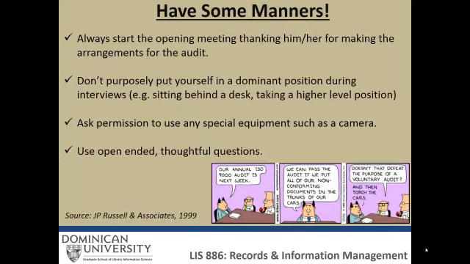J.P. Russell & Associates, an auditing firm, has a list of 20 things every good auditor should do while working with a client. I've selected 4, which you can see on your screen. While most of these are probably pretty obvious, it never hurts to be reminded of how to treat a program unit staff in such situations.